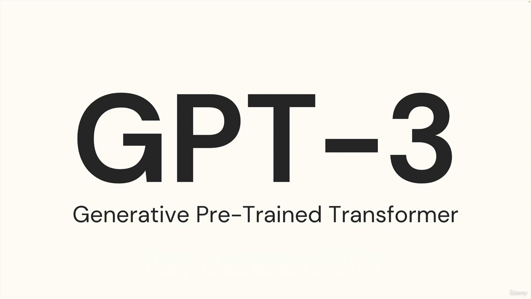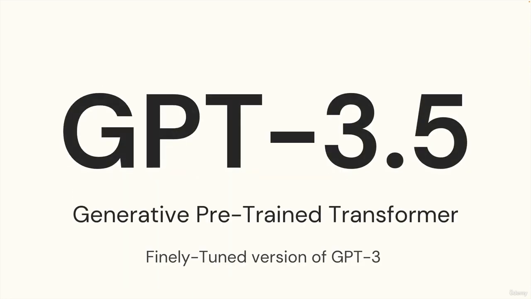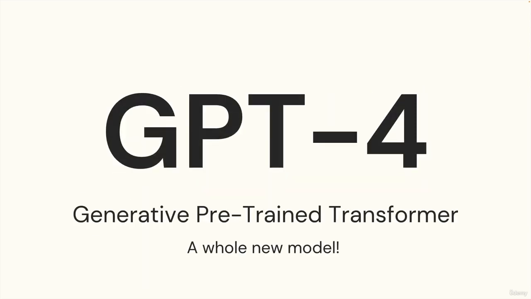Anyway, we have GPT-3. We have GPT 3.5, which is not a whole new model. It's just a finely tuned version of GPT-3. And as of a couple weeks ago, we now have GPT-4, which is a whole new, completely different model in the GPT family. So again, it stands for Generative Pre-trained Transformer. There's also just GPT and GPT-2, but we have pretty much no reason to use those today. And just a heads up, this course makes use of all three of these, 3, 3.5, and 4.